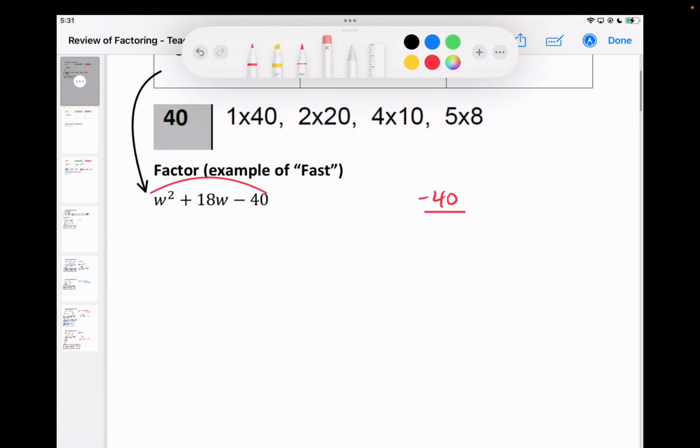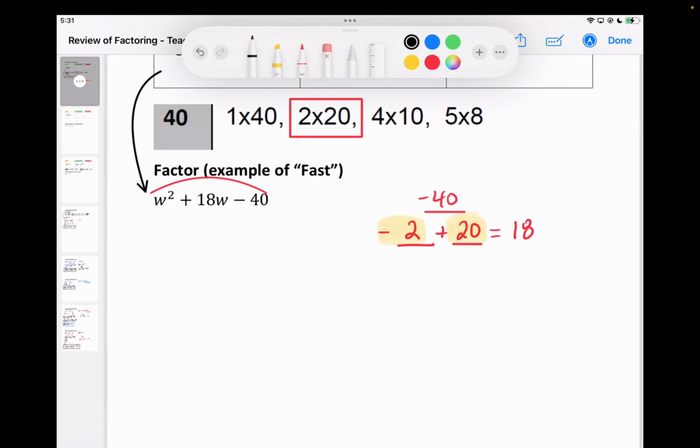What you're going to do is find two numbers on the factor chart that multiply to negative 40 but add up to positive 18. Just as a quick reminder, because it's a negative 40, that means one of the numbers is negative while the other number is positive. So in this case, I would use 2 and 20. And I would make the 2 negative and the 20 positive. And you'll notice those add up to positive 18. So those are your two numbers.